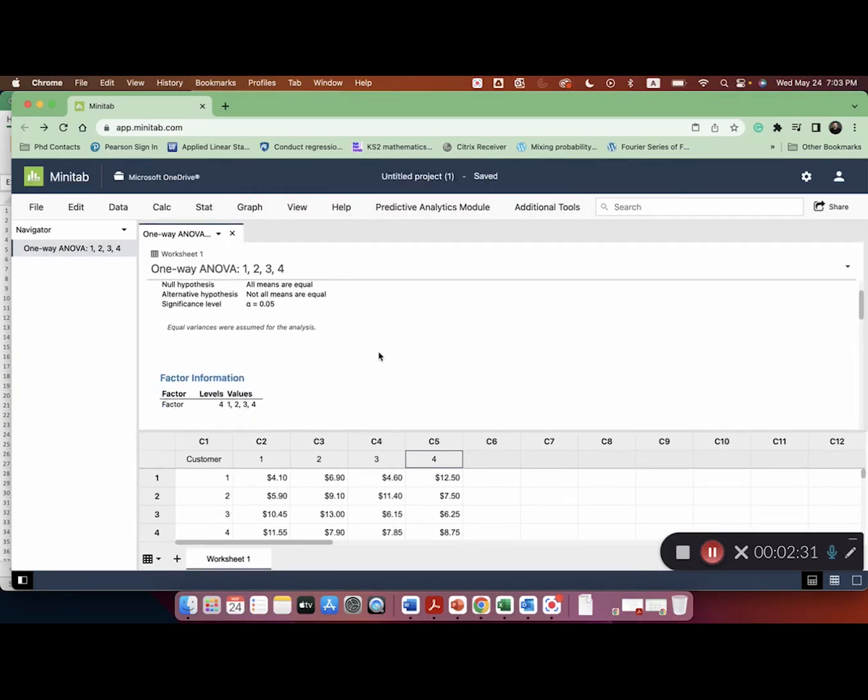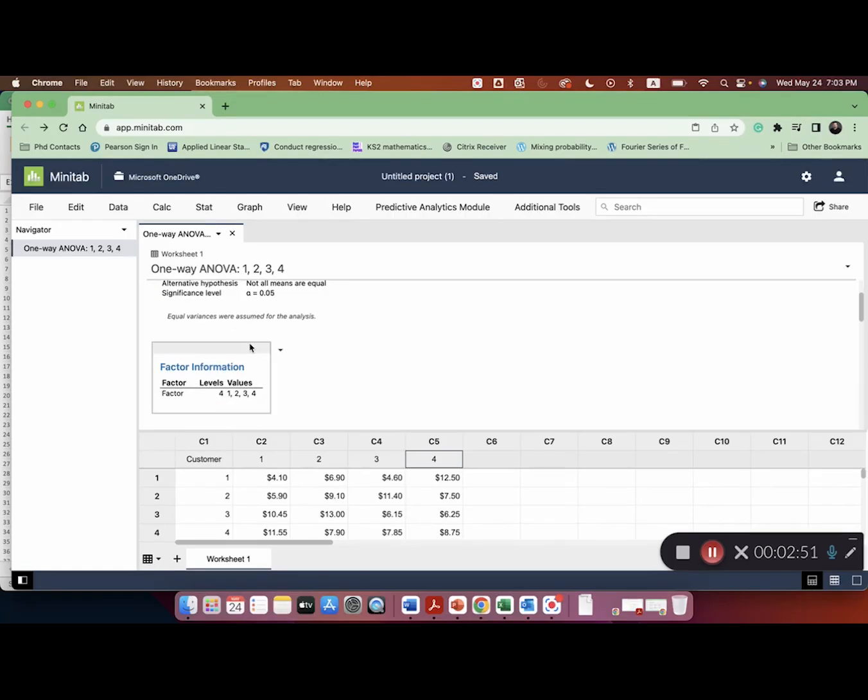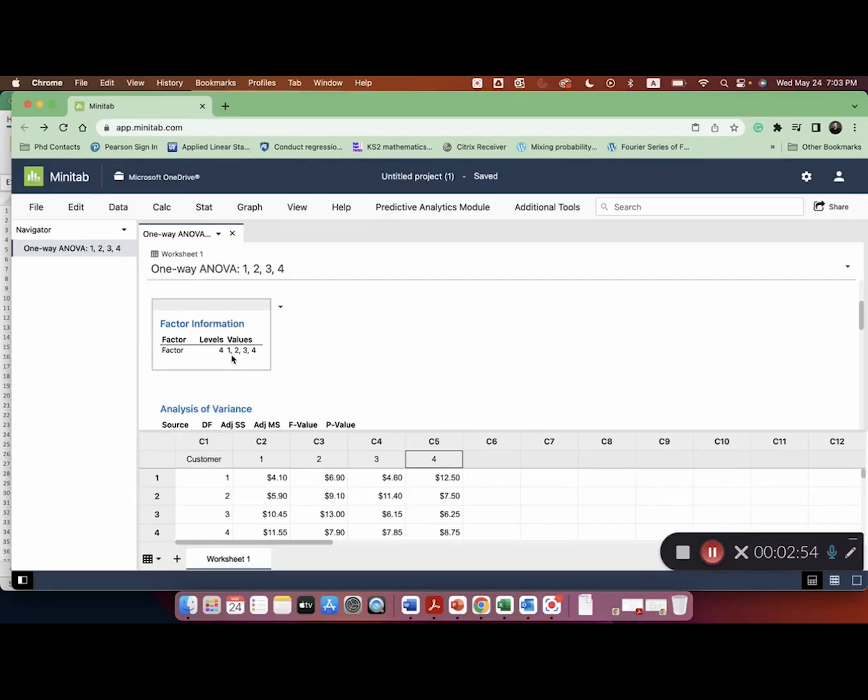Okay, now we got these outputs. The method: we are assuming all means are equal. This is the null hypothesis, mu1 equals mu2 equals mu3 equals mu4. The alternative hypothesis is that not all of them are equal, at least 2 of them are different. Significance level is alpha equals 0.05. How many levels do we have? We have 4 levels, 1, 2, 3, 4. 4 levels, 4 populations. We have 1 factor, which is the location, right?